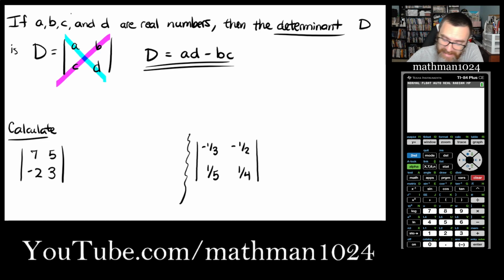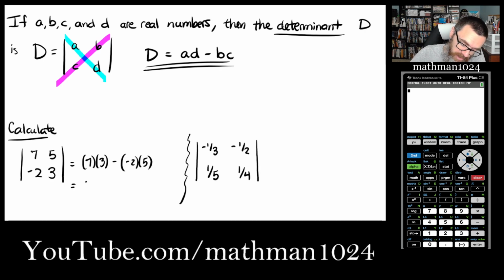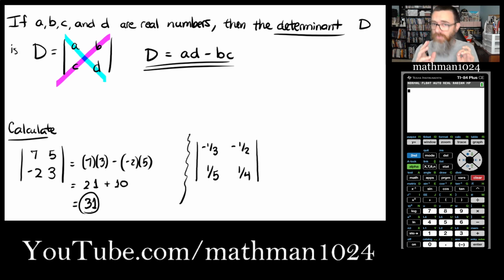So to find these determinants, we would do 7 times 3 minus, and you do the other way, so it's going to be negative 2 times positive 5. So we have 21, and this becomes plus 10. So this determinant is equal to 31. It's just a number. It's not a matrix. It's simply a number. We're going to do a lot of really cool things with these determinants.